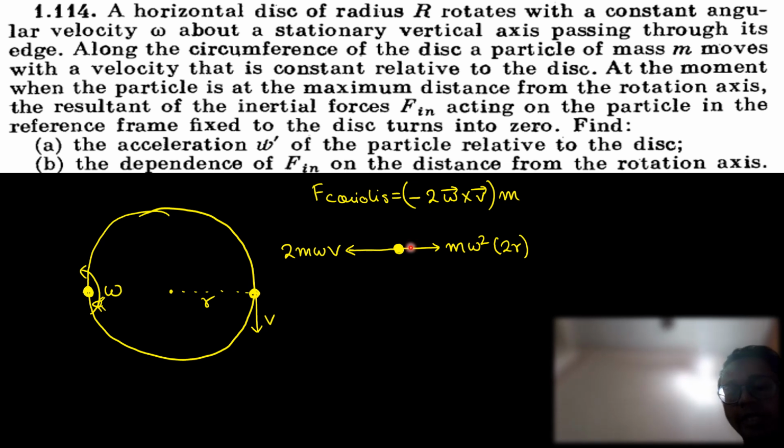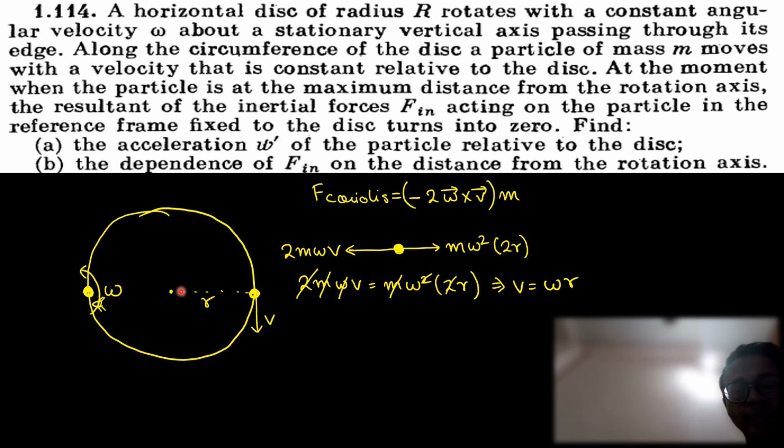Now the question is saying the net force acting on this particle is equal to 0. So if the net force acting on the particle is equal to 0, that means the Coriolis force is equal to the centrifugal force. So 2m omega v is equal to m omega square into 2r. m and m got cancelled. Omega and 2 got cancelled, so the velocity of the particle is equal to omega r, where r is the radius of the disk. This velocity was seen by a person sitting on this axis.